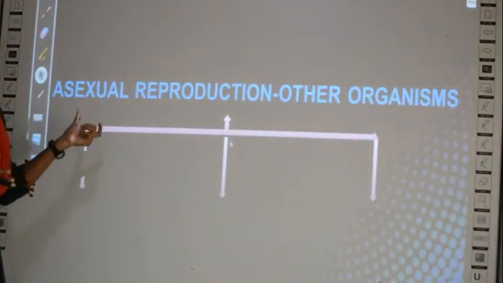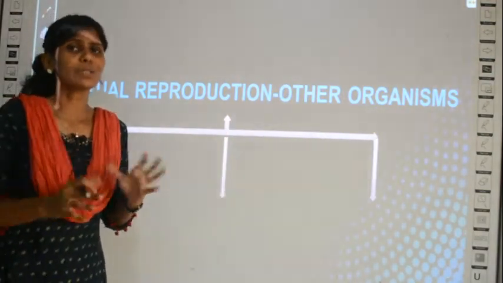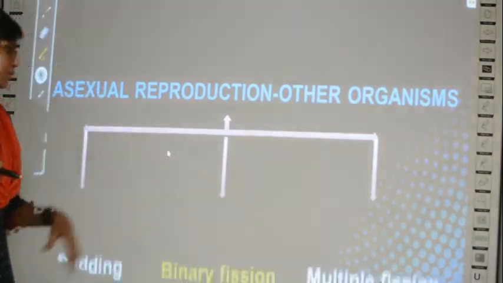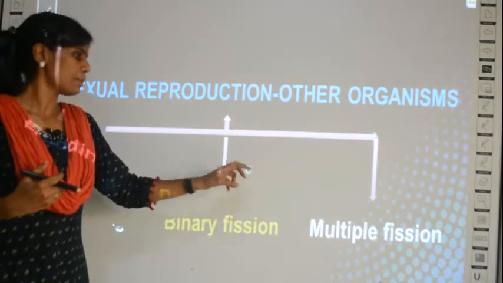And what about asexual reproduction in other organisms? So now we are going to learn about organisms which are neither plants nor animals. How do they multiply? They multiply by three methods called budding, binary fission or multiple fission.